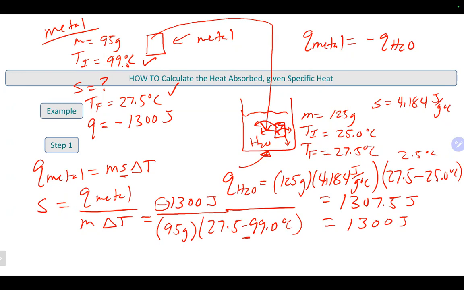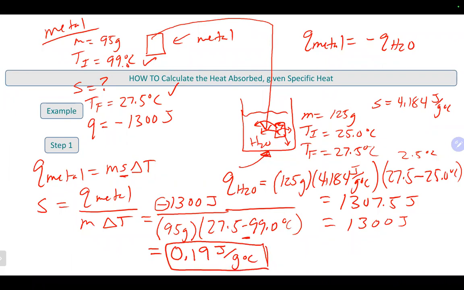So 1,300 divided by 95 divided by 27.5 minus 99. There. Gets us a specific heat capacity for this metal of 0.19. And the units here would not cancel, so it would be joules per gram per degree Celsius.